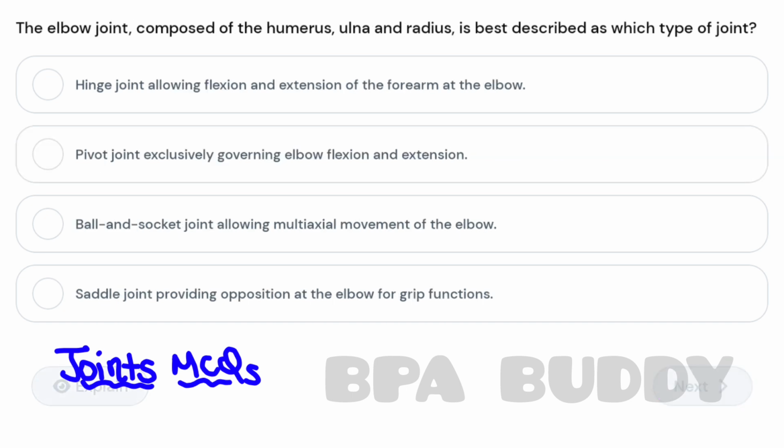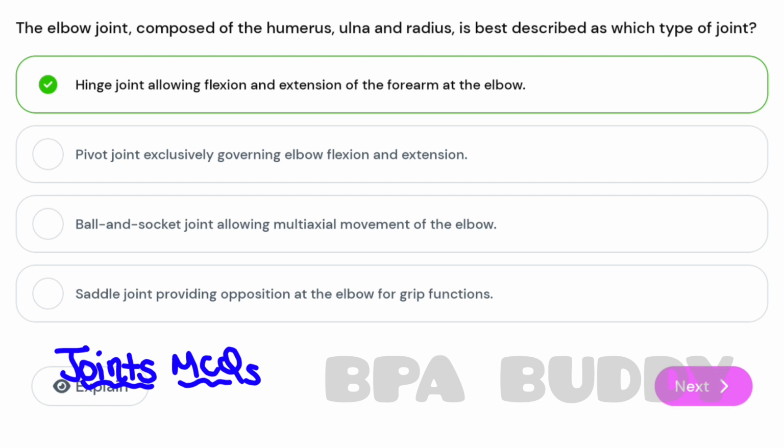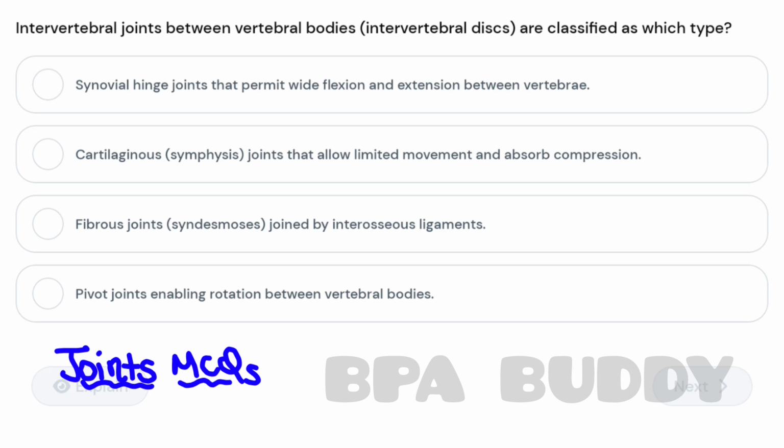The elbow joint, composed of the humerus, ulna and radius, is best described as which type of joint? Hinge joint, because they allow flexion, extension of forearm at the elbow. And also the rotational pronation, supination occur at the proximal radioulnar joints.